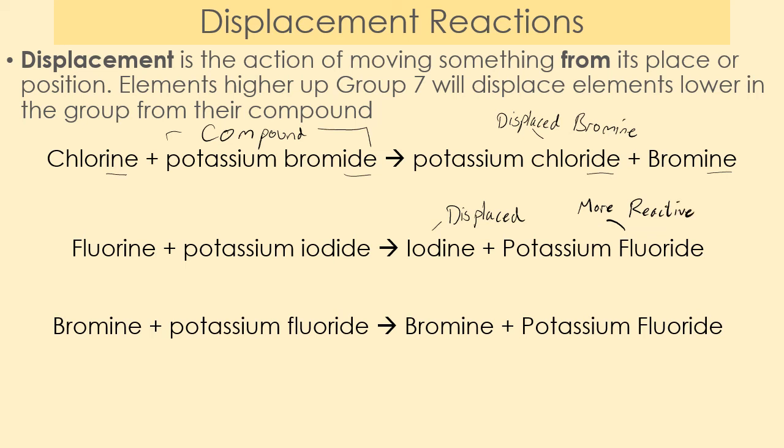For our next one, bromine plus potassium fluoride, we still get bromine plus potassium fluoride. So we are not being displaced. The reason why it's not displaced is because the bromine is less reactive. Well done if you worked that out. If not, have a look at your periodic table again and remember that the higher up an element is, it means it will displace something that is lower than it.